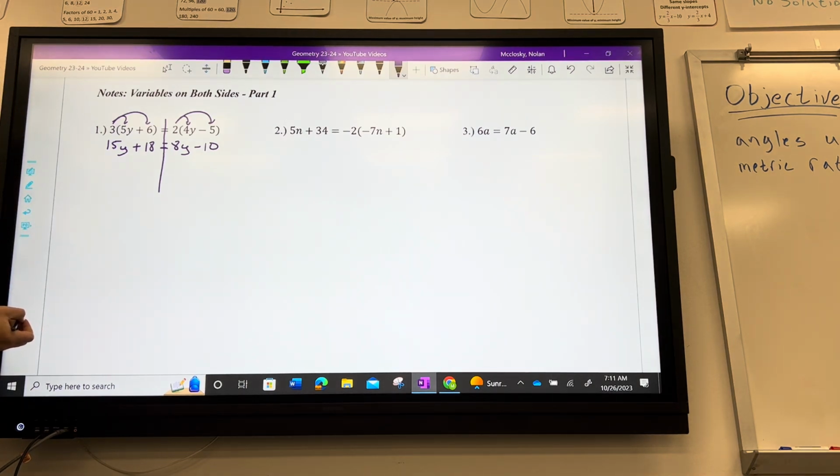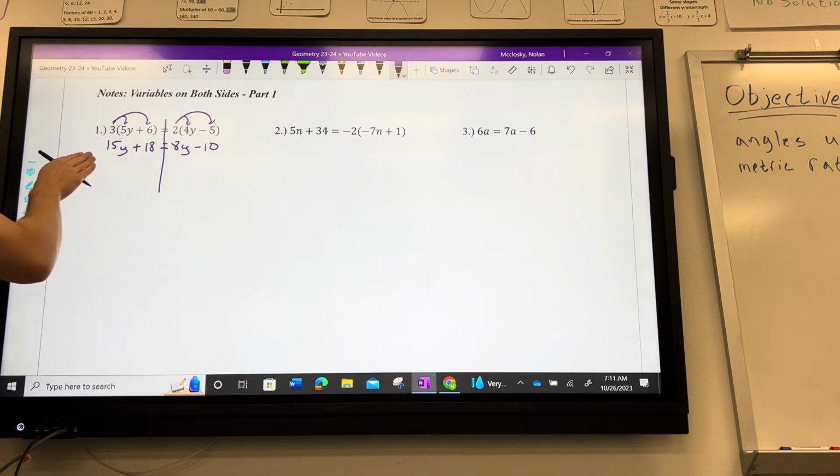Now this is the new step. Normally you would combine like terms here, but to be like terms they have to either both have a y or both not have a y and be on the same side of the equal sign, and that doesn't happen in this problem. So we get to skip that step for today, but we need to move the variable to one side of the equal sign. I always like to move my variables to the left side, but that's not necessary. You can move it to the right side, but I always move it to the left.